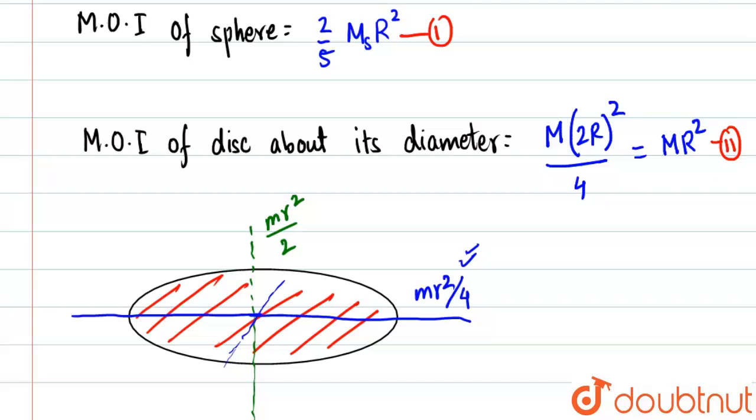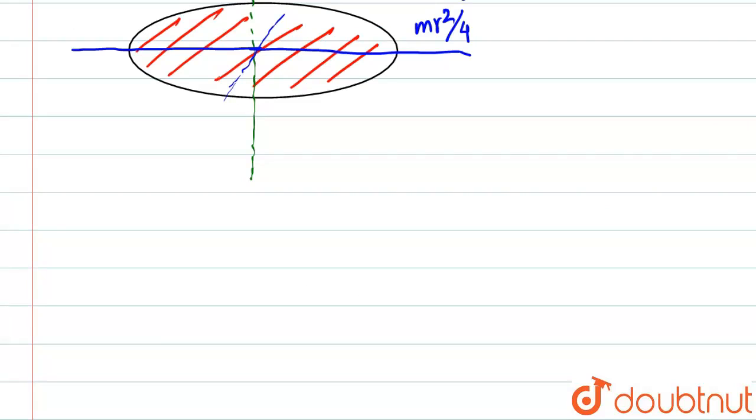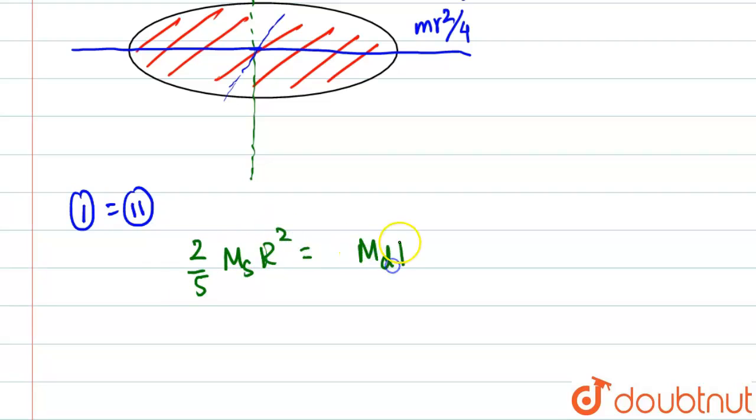One more thing, that m is not m, we have to take m of disk, so we will take it as md, because we took ms as the mass of the sphere. Since the question says both the moments of inertia are the same, 1 will be equal to 2. So 2 by 5 ms into r square must be equal to md into r square.